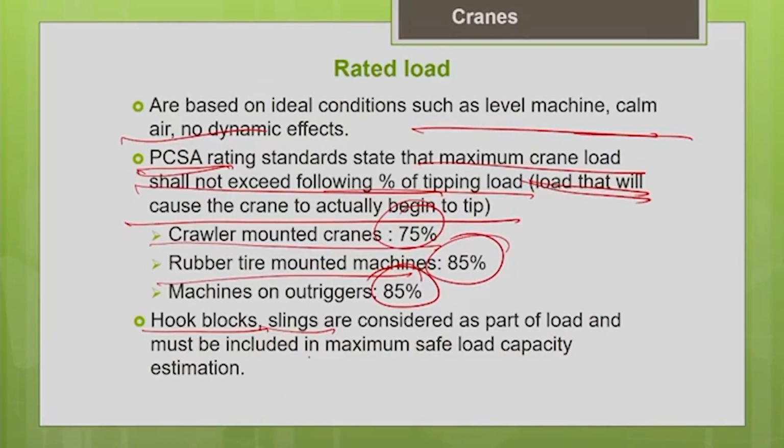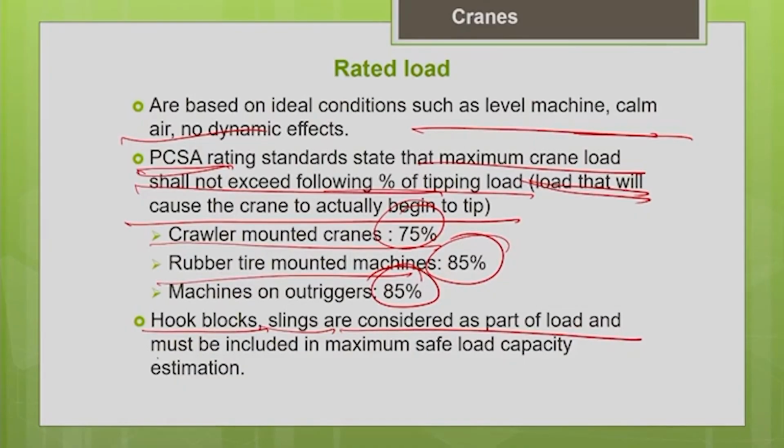So, when you estimate the lifting capacity of the crane, the weight of the hook block, the weight of the sling and all the accessories you use for lifting, everything should be considered as a part of the load and must be included in the maximum safe load capacity estimation.